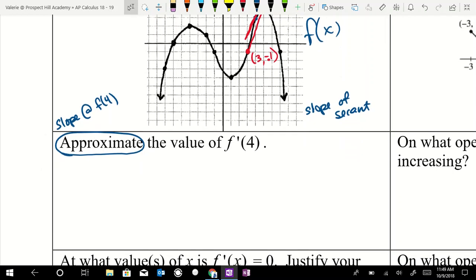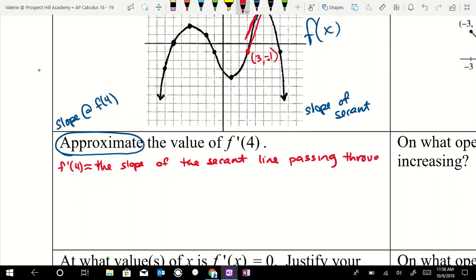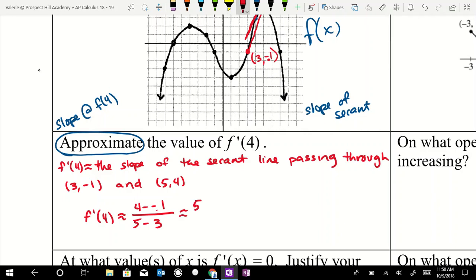So we'll use those 2 points to help us out because we know that f prime of 4 is approximately equal to the slope of the secant line passing through 3, -1 and 5, 4. So f prime of 4 is approximately equal to y2 minus y1 over x2 minus x1, which is approximately equal to 5 over 2.